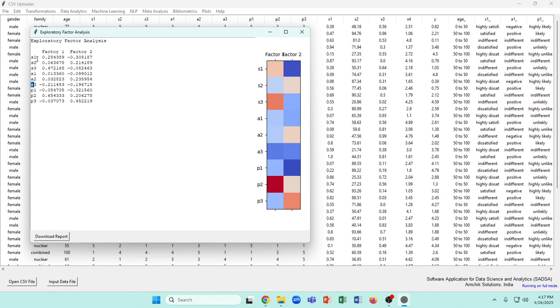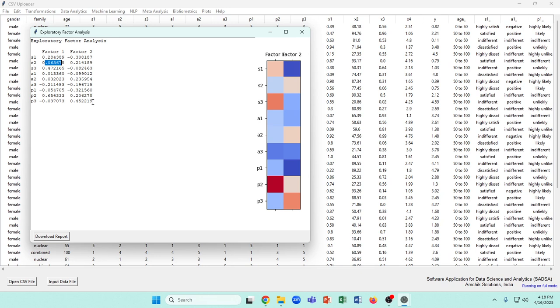I cannot get into the context without knowing what S1 and S2 stand for. Maybe S1 is about package, S2 is about pricing. In that context, what happens? The package explains factor 1 positively and the price positively, but comparatively lesser. So this is how factor analysis is done.